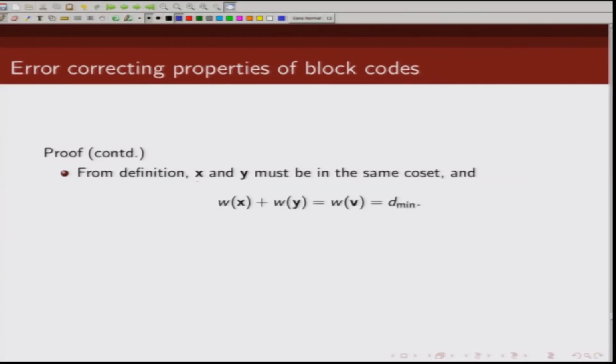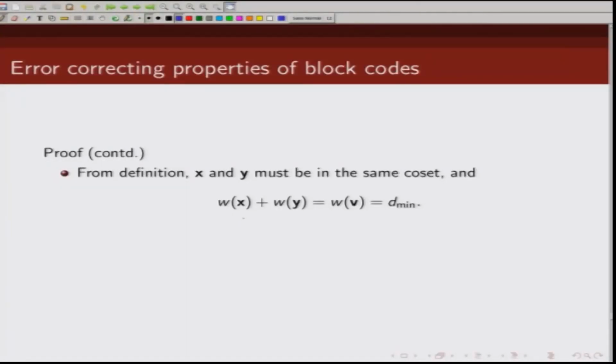So, that is what I said: from the definition, x and y must be in the same coset, because x plus y is V, which is a valid code word, and we know that if we add any two elements in a coset, their sum is a valid code word. And similarly, the weight of x plus the weight of y is equal to the weight of V, and we have chosen V to be the minimum weight code word. So, this is given by d min.